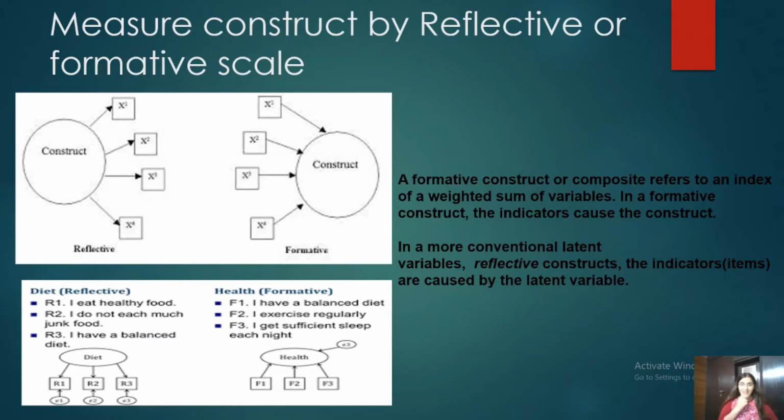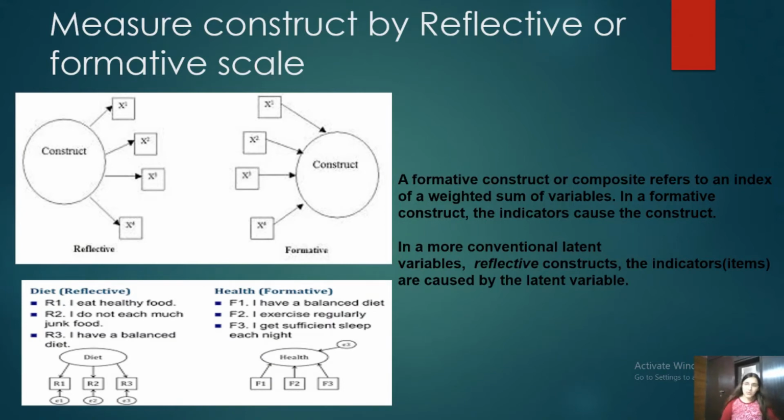I repeat, I eat healthy food. That person already said 5, strongly agree. Now you have given him a negative statement just to check him: I do not have a balanced diet. What should be his reaction? His reaction should be 1 or 2. If it is not this, it means your sample is faulty.